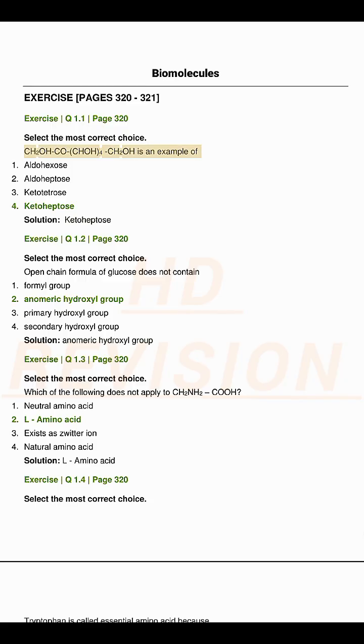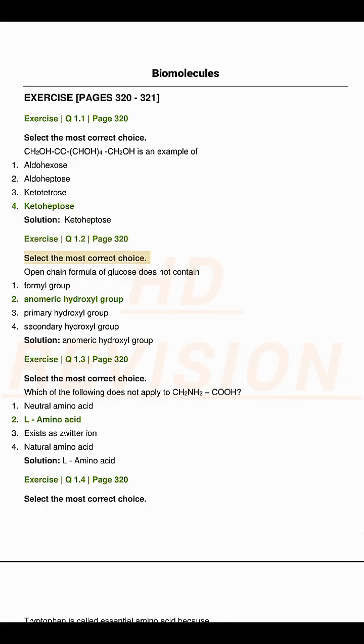CH2OH-CO-(CHOH)4-CH2OH is an example of: 1. Aldohexose. 2. Aldoheptose. 3. Ketotetrose. 4. Ketoheptose. Solution: Ketoheptose.